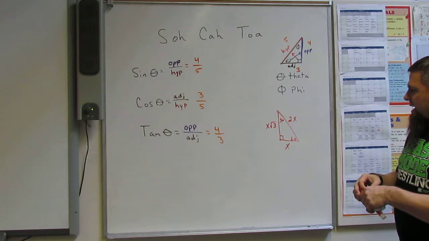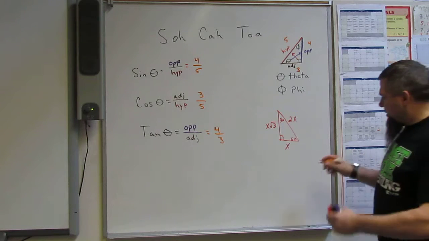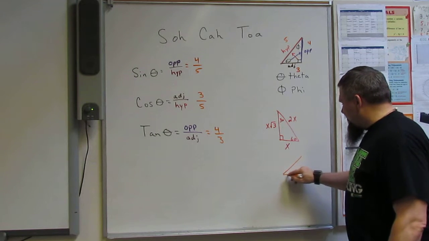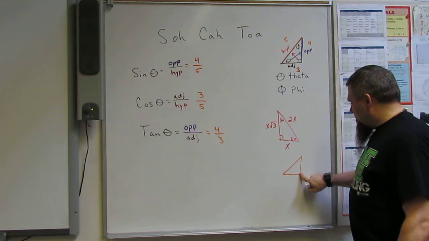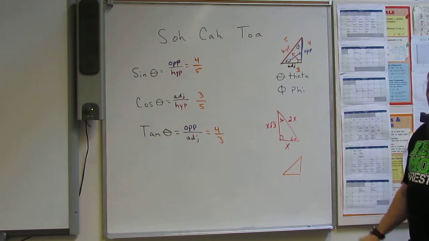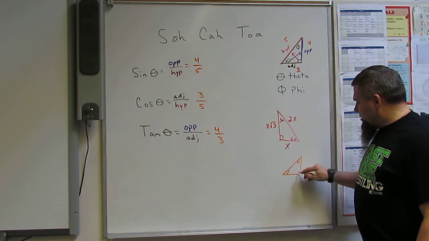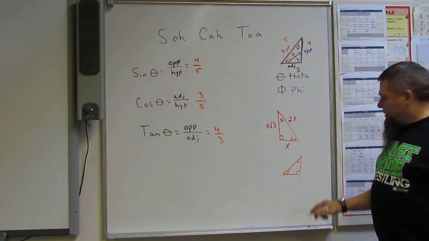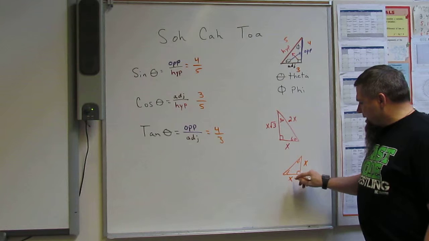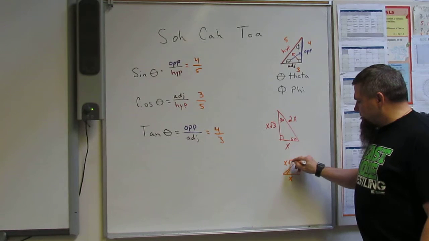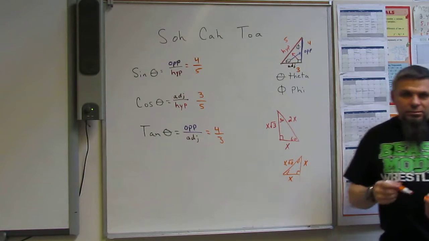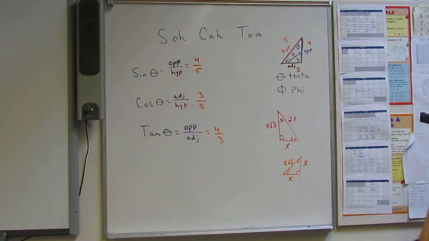And we also have your 45, which is x, x, and x square root 2. Remember that from geometry? So we're going to be using these pieces.